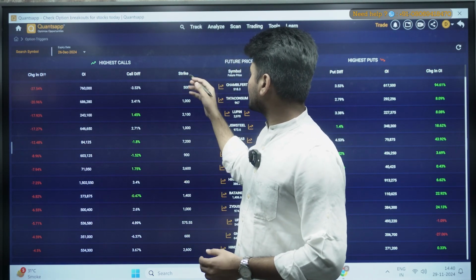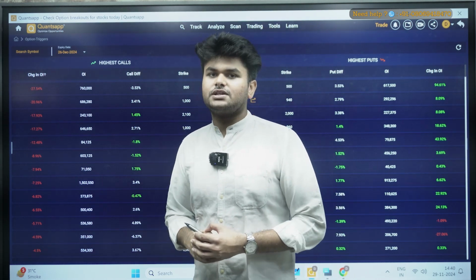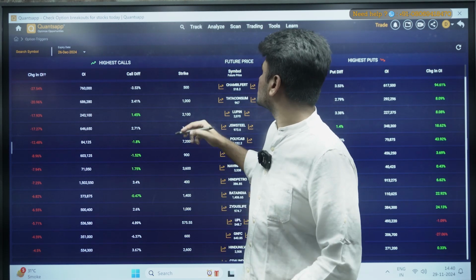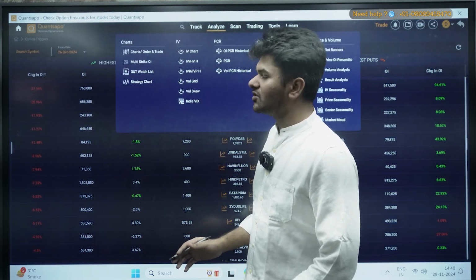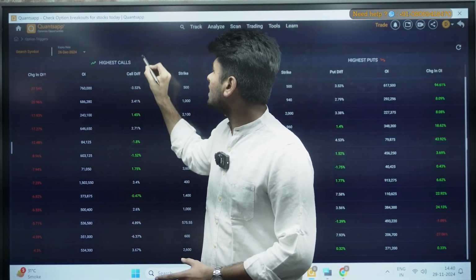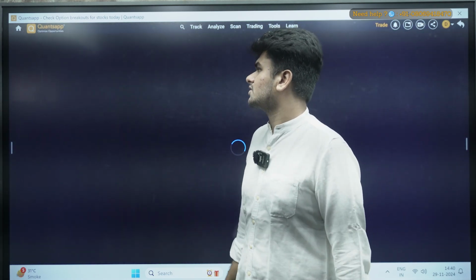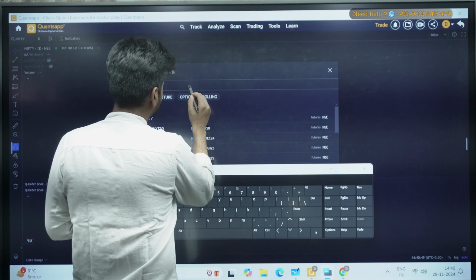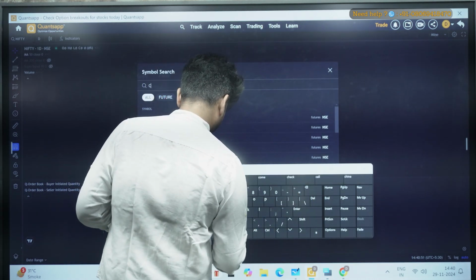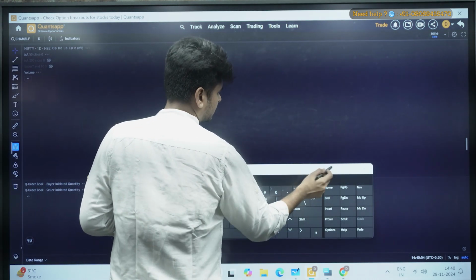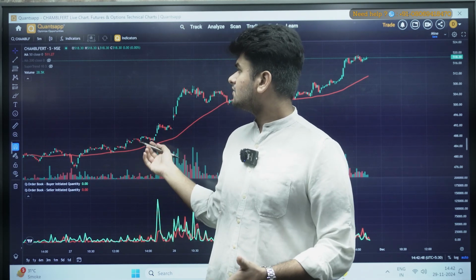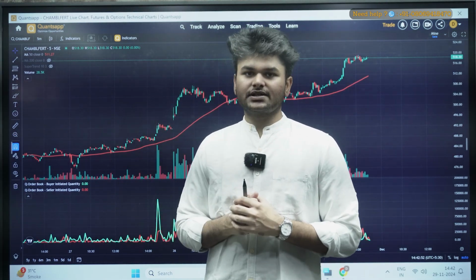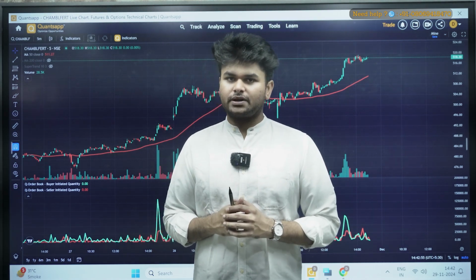So let us just analyze the Chambal Fertilizer stock, and let us just identify how you can initiate a trade. So simply we'll go on analyze. This way you can pick up the stock and you can just go on the chart order and trade, and you can deploy the stock there. Now I'll just put the stock. So as you can see, we have added Chambal Fertilizer 5-minute chart. So here we are going to analyze how you can catch intraday momentum.